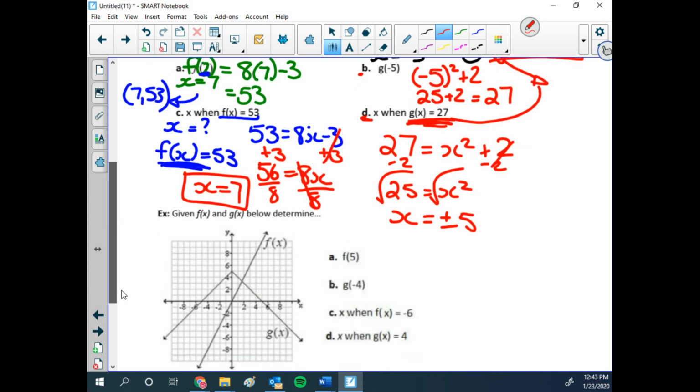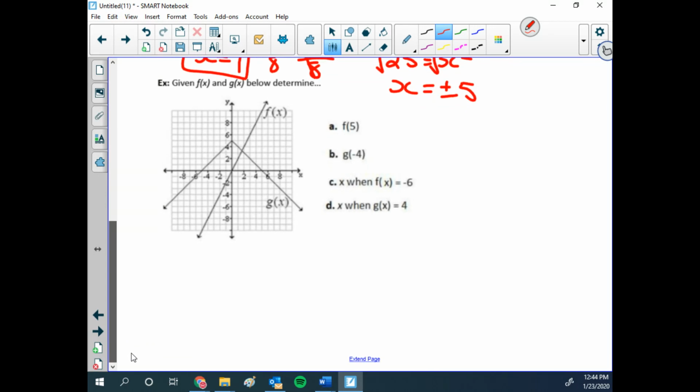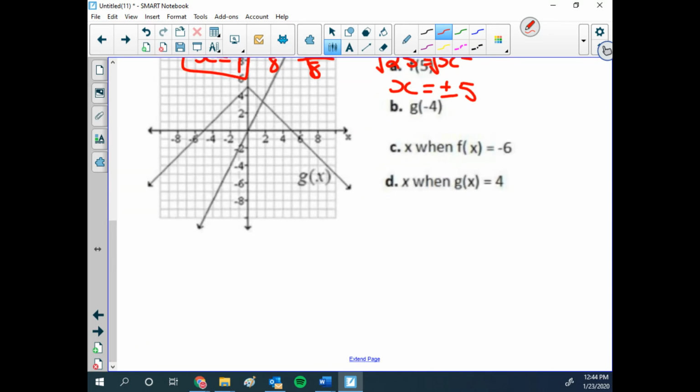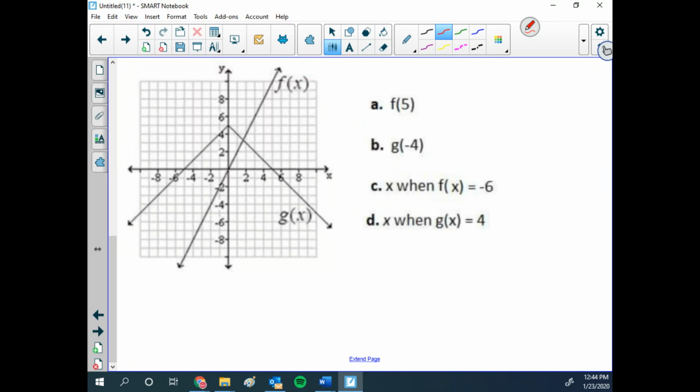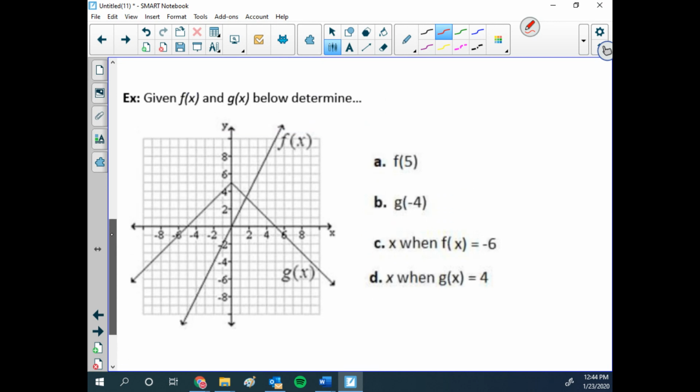Okay. A little bit more difficult question here, more application of this function notation, but I'm just going to go through it because you might see it on the test. All right. So they give me 2 graphs, and just so we can maybe see this a little bit better, this is f of x.